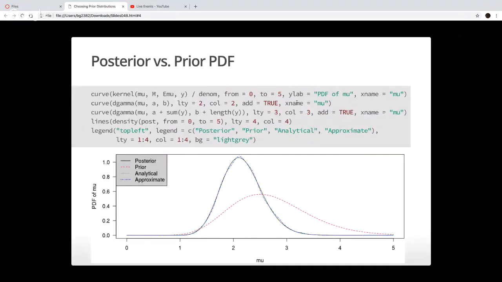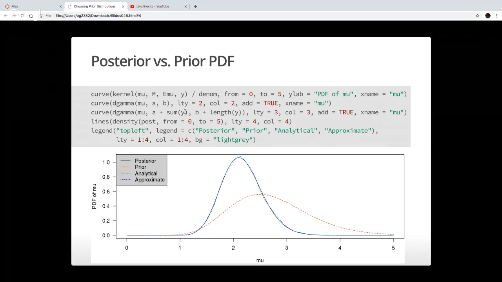So I showed this on Tuesday, but just to go through it again, we wrote this kernel function in Stan, and then we numerically integrated to find the denominator. Just divide that numerator by the denominator, and we get the black line here, which you can barely see because it's obscured by the blue line and the green line. The green line is the analytical form of the posterior distribution based on plotting the gamma PDF with shape A star and rate B star.